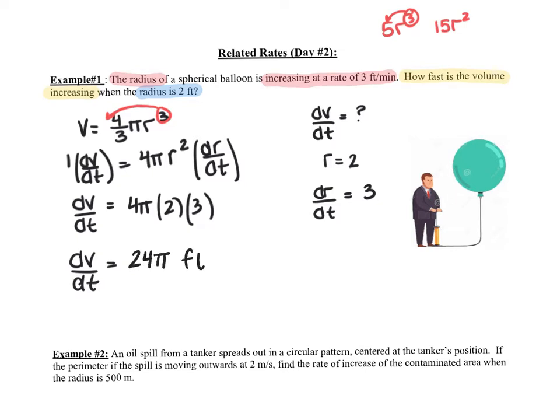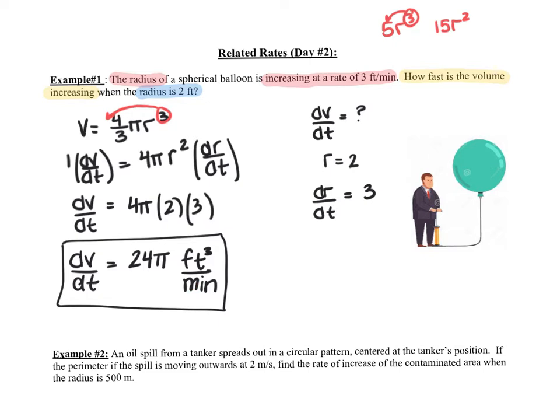feet cubed per minute. The reason why I'm putting feet cubed is we're talking about volume. Volume is in terms of cubic feet. Now you can multiply 24 times pi and get a more simplified answer to the nearest tenth or hundredth, but the question didn't specify. So it's fine to leave it just like that.